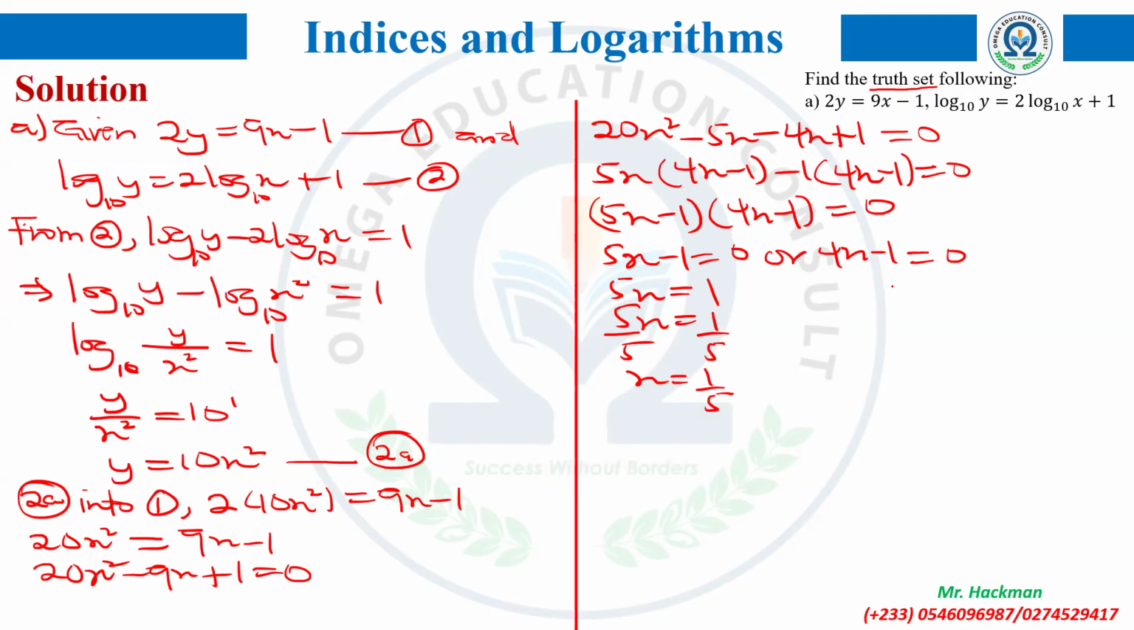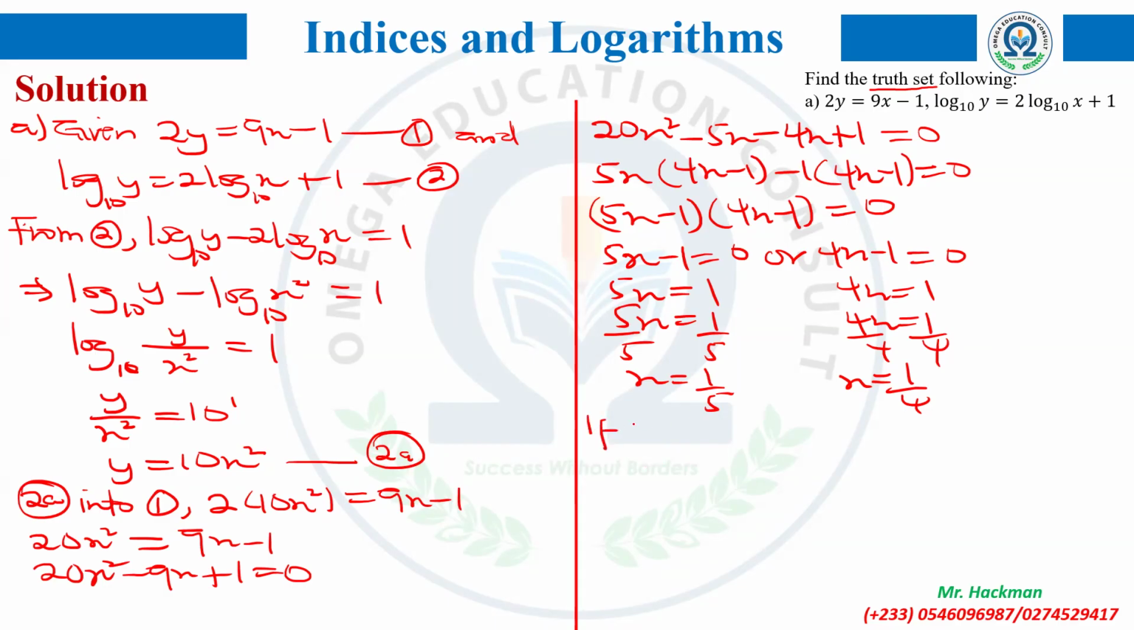Let's come to the x here. So 4x is equal to 1, divide by 4 over 4. So you get x is equal to 1 over 4. So we have two values for x. So it means that you are likely to get two values for y. So we are going to use each x to get the corresponding y.